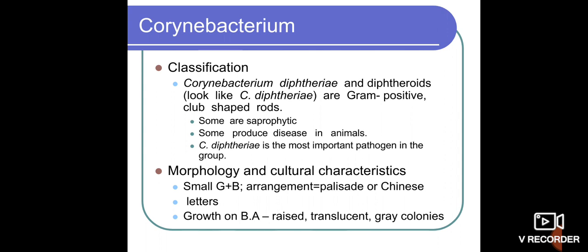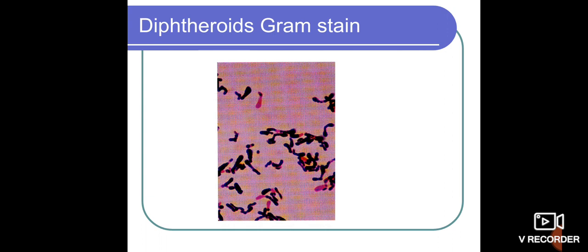Granule formation is best seen in Loeffler serum slopes, and it seems that they represent the storage deposits for the material needed to form high energy phosphate bodies. These organisms are non-motile, non-sporing, and non-acid fast. On the basis of classification, some are saprophytes, some produce disease in animals, and only C. diphtheriae is the causative agent of diphtheria.